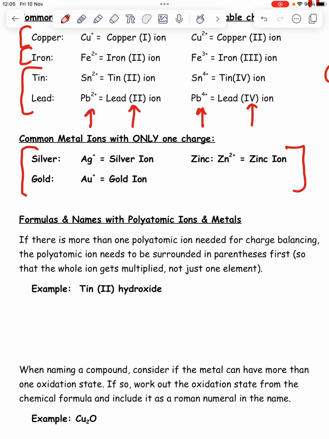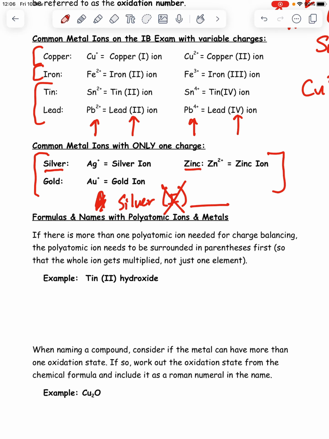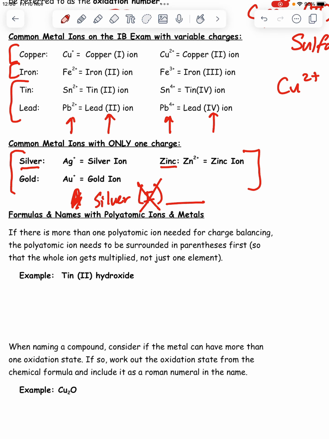So it's helpful to add them to your list of things to memorize, along with the polyatomic ions. Especially silver and zinc come up a lot. Silver forms a 1+ ion only, and zinc forms a 2+ ion only. So I don't need to say silver Roman numeral 1 anything, because silver only forms 1 charge, so that Roman numeral is not necessary. Same thing with zinc. You don't say zinc Roman numeral 2 anything, it's just zinc.